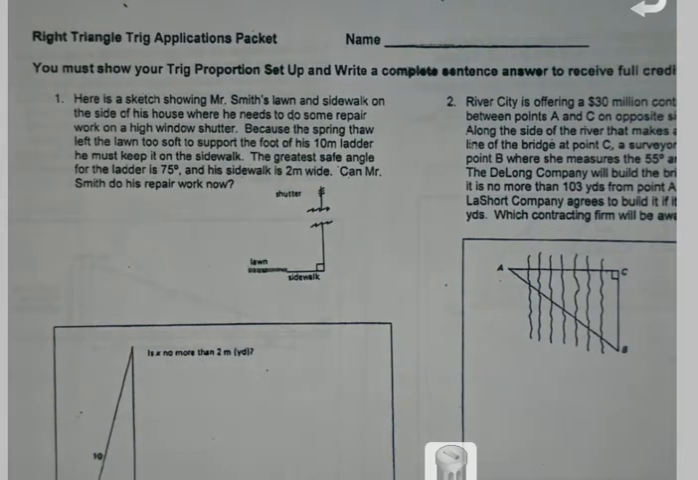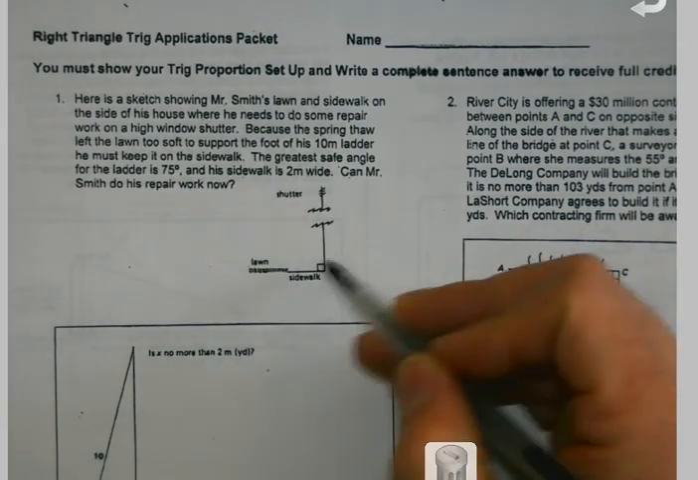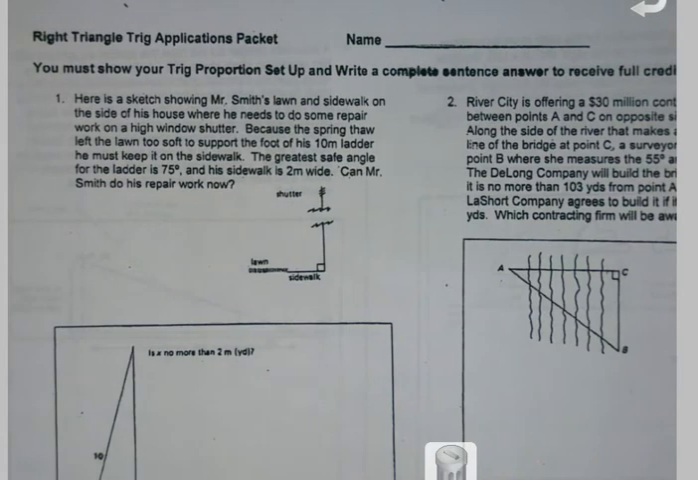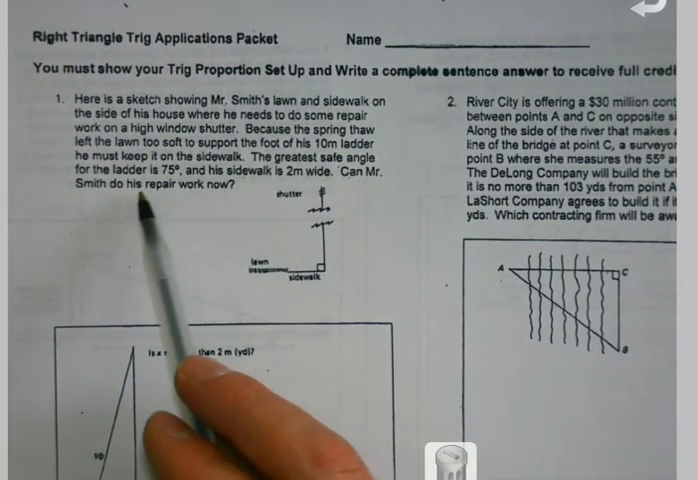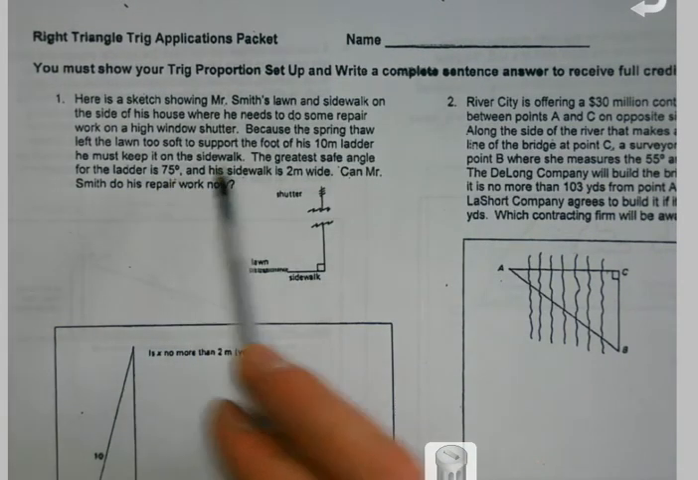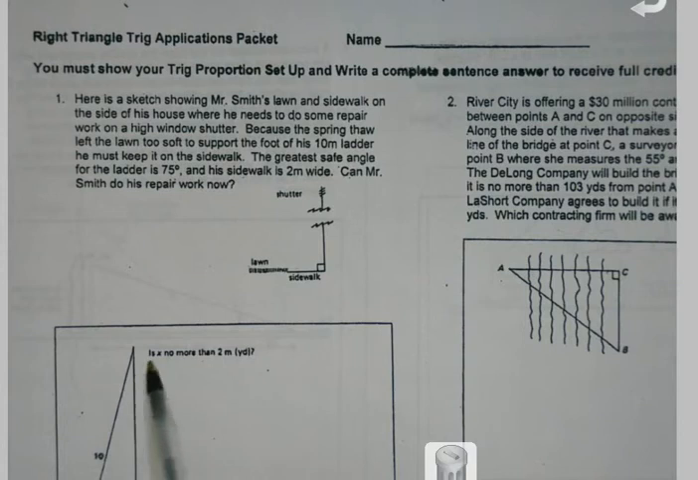So, all right, numero uno. We've got a sketch showing Mr. Smith's lawn and sidewalk on the side of his house where he needs to do some repair work on a high window shutter. Because the spring thaw has left the lawn too soft to support his 10-meter ladder, he must keep it on the sidewalk. So I can't bring my ladder way out here. It's got to be in here at a little sharper of an angle. The greatest safe angle from the ladder is 75 degrees, and his sidewalk is 2 meters wide. Can Mr. Smith do the repair work now?